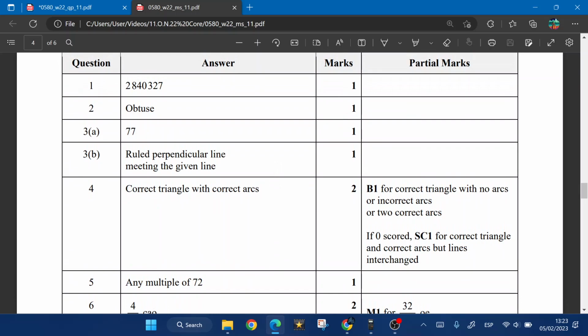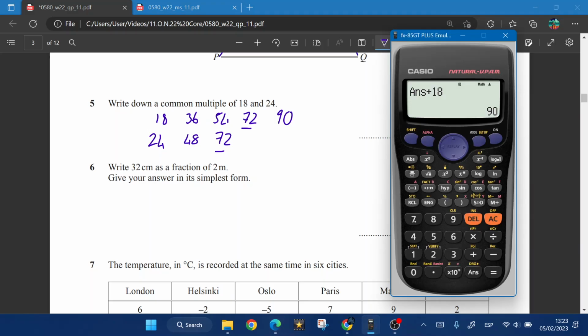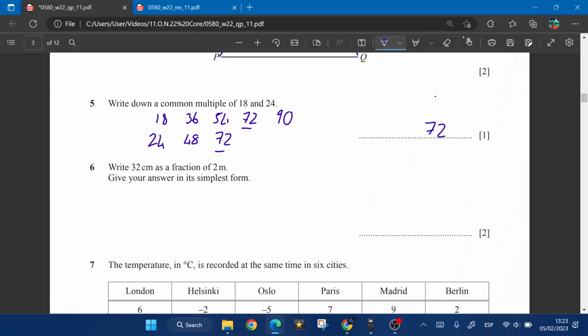Alright, any multiple of 72. So it doesn't have to be 72. It's just a common multiple. 72 is the lowest common multiple, but they're not asking for the lowest one. So that means you can also have, for example, 144. You can also have 216. This goes on forever.